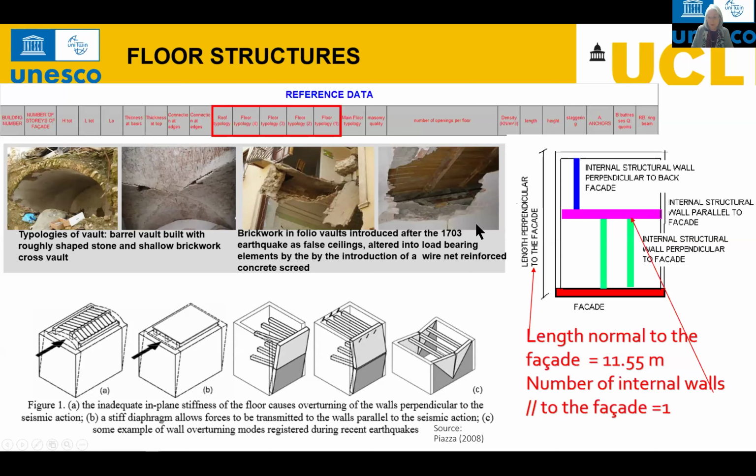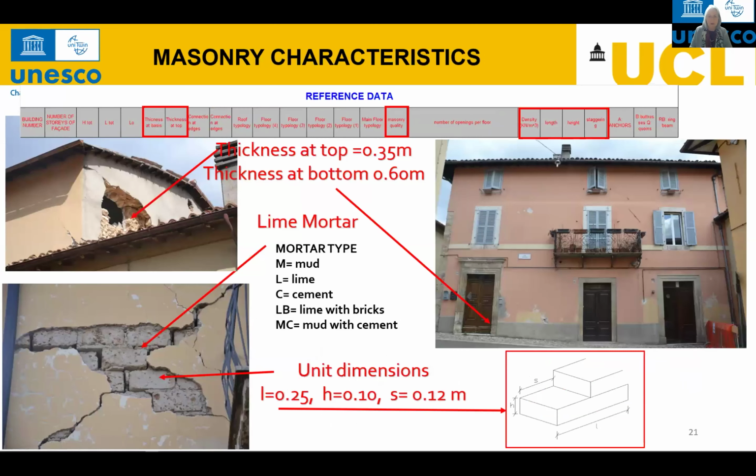What is also important in the determination of the loads that are related to each set of walls and to the facade is, of course, the total length of the building perpendicular to the facade, so the plot, and the number of internal walls that divide that plot, so that we can understand what portion of the surface area goes onto each of the walls.